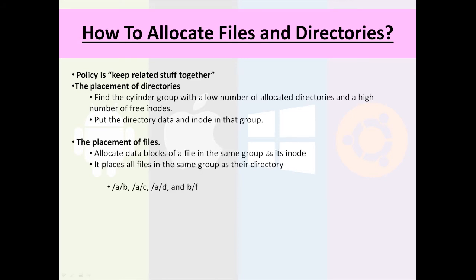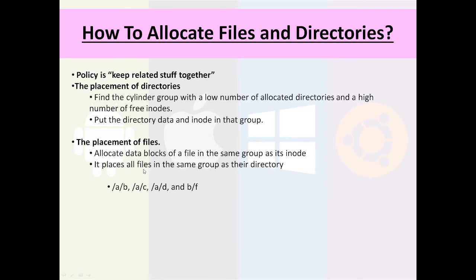Now for files, FFS does two things. First, in the general case, it allocates the data blocks of a file in the same group as its inode. So in general, we want to try to allocate data in the same group as its inode. And this hopefully prevents long seek time between the inode and the data itself, which could have been the case in our old file system.